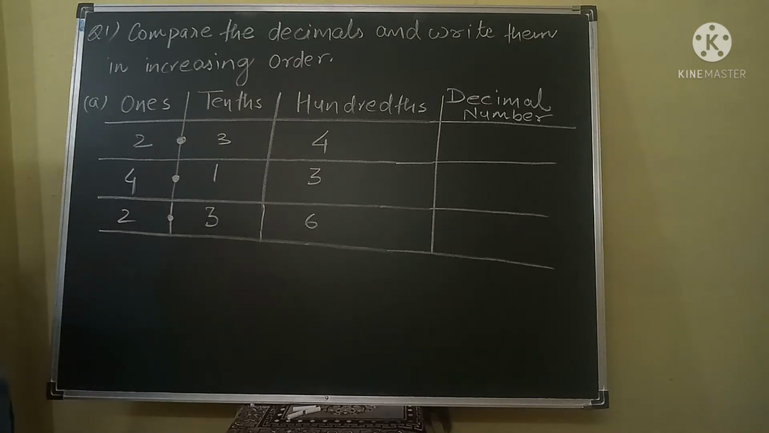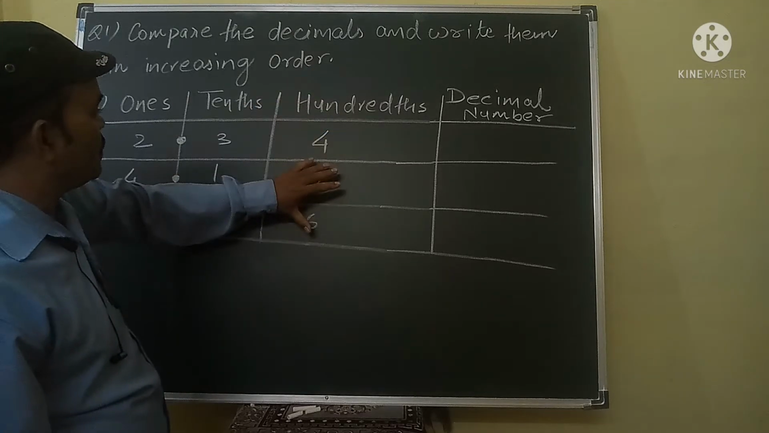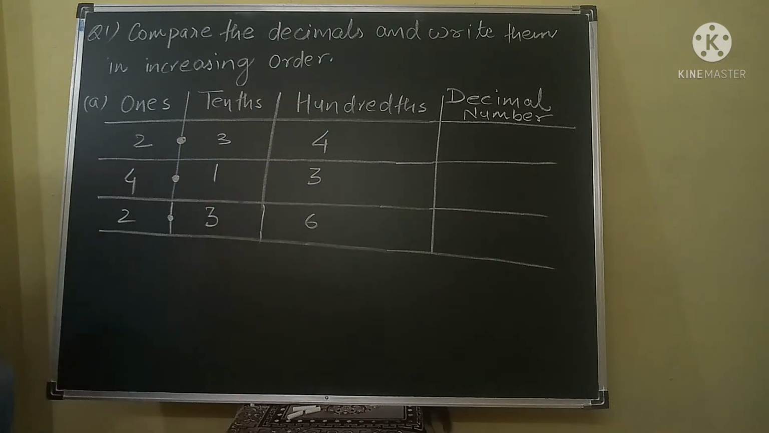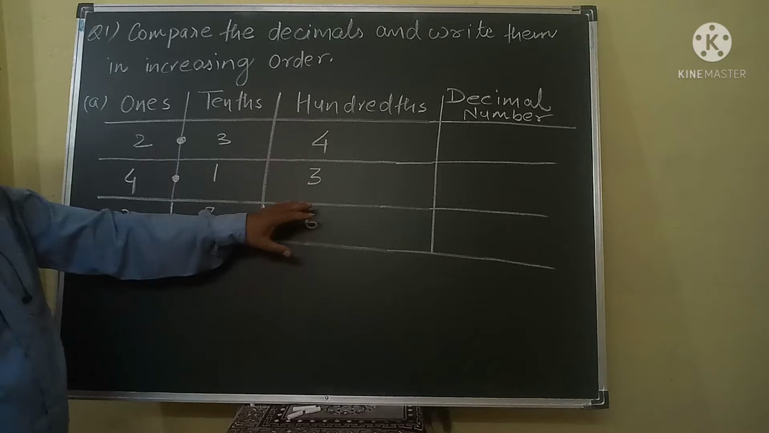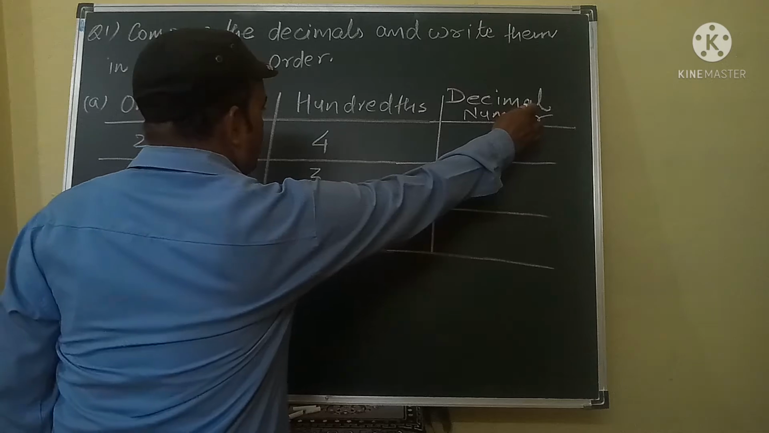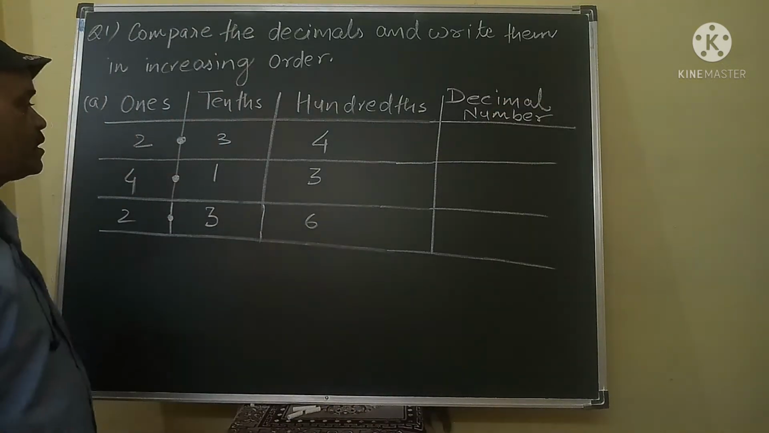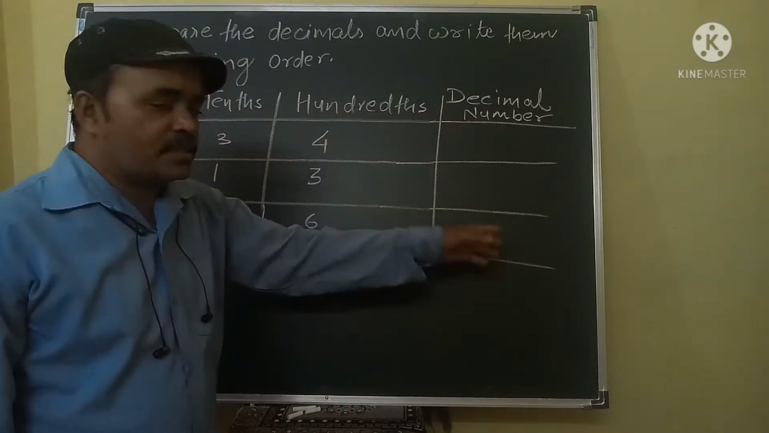Now, in this table, as you are looking, this is the column for ones, this is the column for tenths, and this is the column for hundredths. Okay. So what will you do in this question? The first column belongs to ones, the second column belongs to tenths, and the third column belongs to hundredths, and this is the decimal number. Okay. So what will you do for this column?